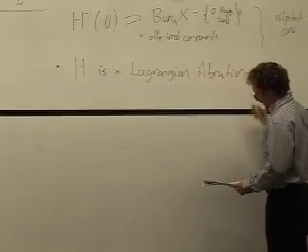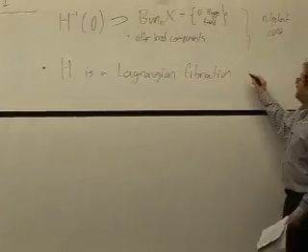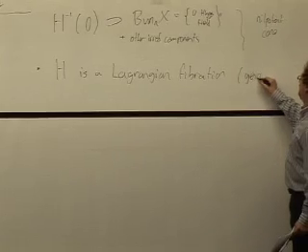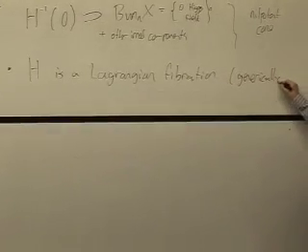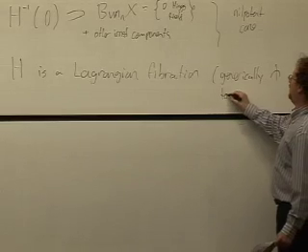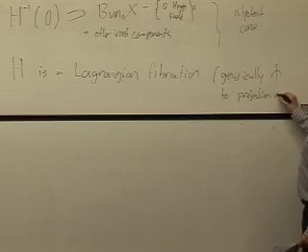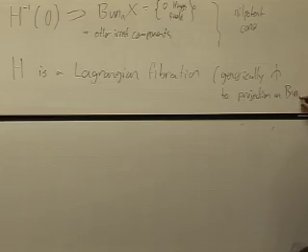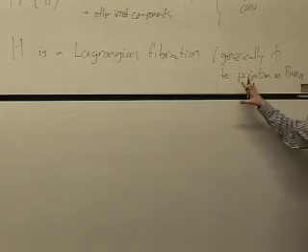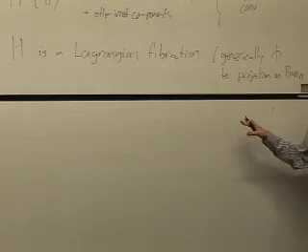It's a Lagrangian fibration, which is generically going to be transversal to the projection on Bun n. So let me just remind you for a second that we already solved this picture in the abelian case.